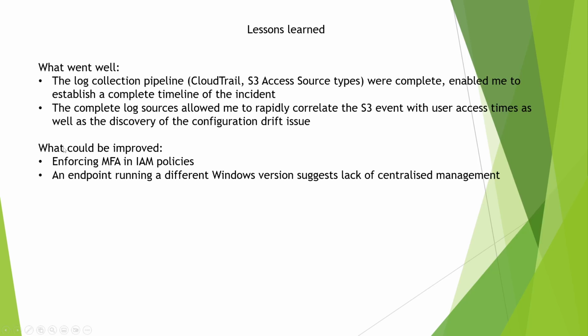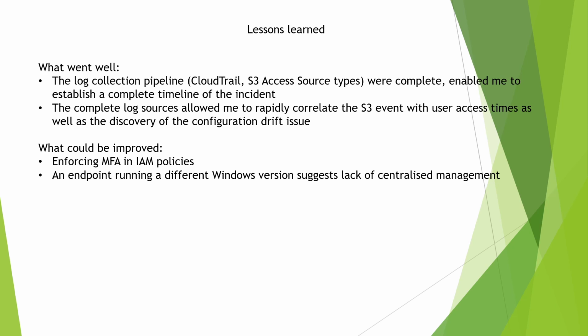Now I'll go over what went well and what could be improved from the whole incident response plan. What went well? The log collection pipeline, so the CloudTrail and the S3 access log store types, were complete, which allowed me to detect the multi-factor failure as well as the S3 misconfiguration, which allowed me to establish a complete timeline of the incident. The complete log sources also allowed me to rapidly correlate the S3 event with user access times, which led me to the discovery of the configuration drift issue outlined in the previous slide.